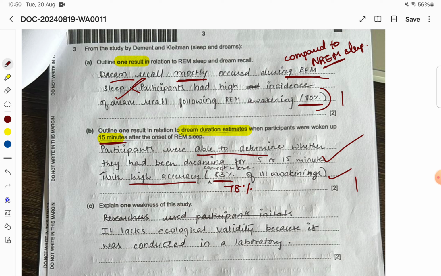Overall, the Dement and Kleitman study somehow seems to be challenging for students. It's one of the oldest studies in the syllabus. It's been there from a much earlier version of the syllabus, and to date, students are not coping well with this study. It is very easy. I think the problem lies with, in my opinion, not reading the original paper. By now, I think all students should be reading the original Dement and Kleitman paper.